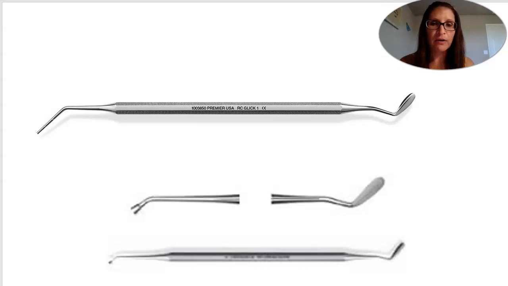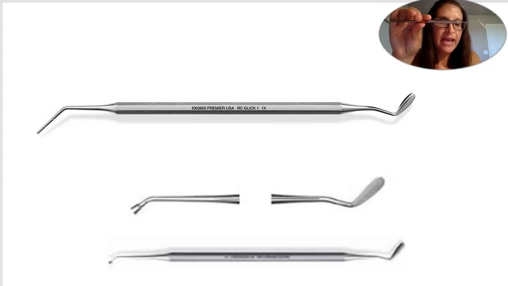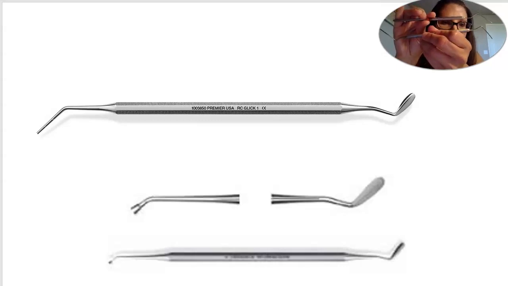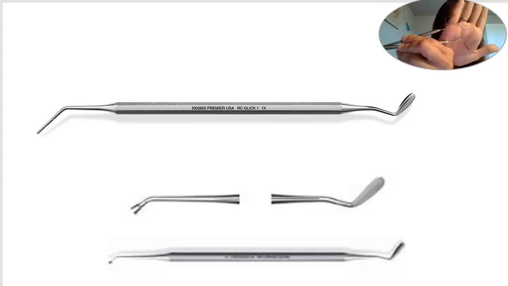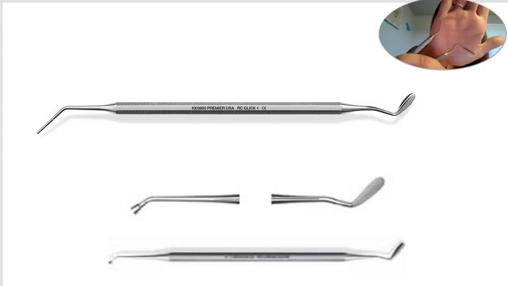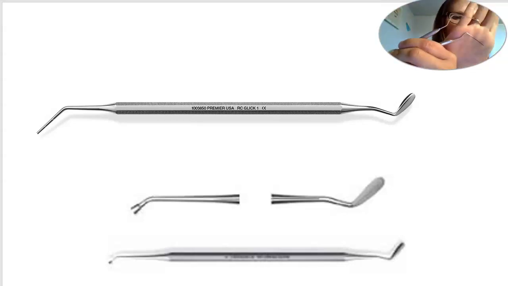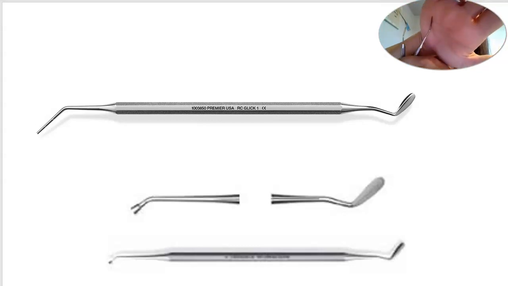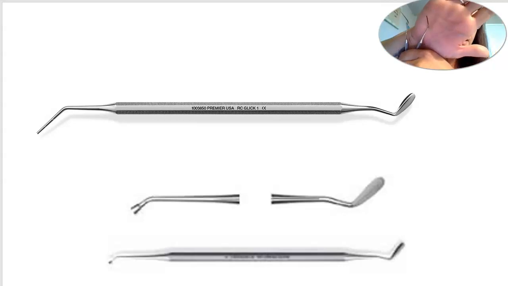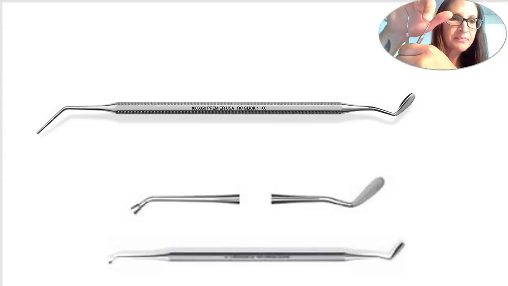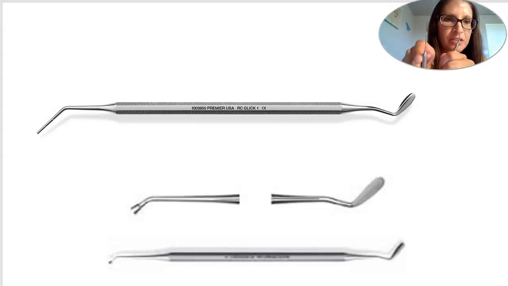We have also our endo spreader and our plugger, and the way we can tell the difference between the spreader and the plugger, I don't know if you can see that here, see if I can get a close-up, is that our spreader, which is here on top, is going to be pointy, whereas our plugger is going to be a little bit more blunt on the edge, and it's going to be kind of flat, versus the spreader, which is going to be pointy.